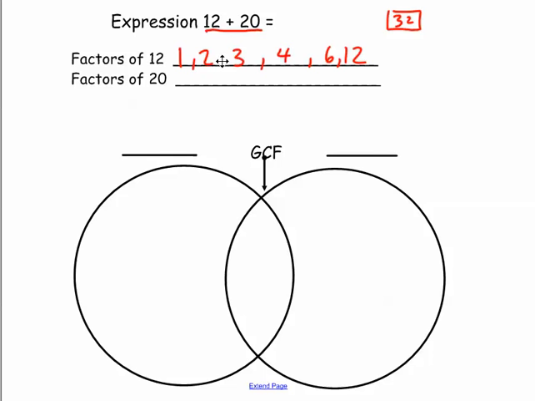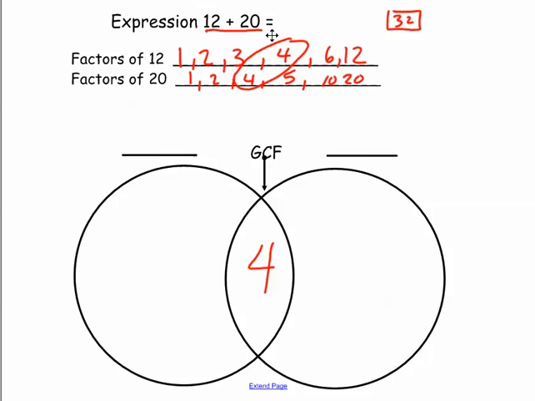Now let's look at our factors of 20. 1 and 20, 2 and 10, and 4 and 5. Okay, those are our factors. Do you see the greatest common factor between those two numbers? You see 4. So that's my greatest common factor. I'm going to write that here.